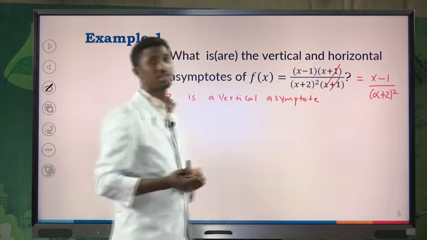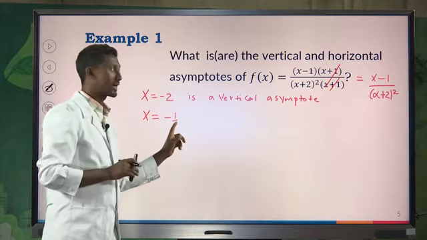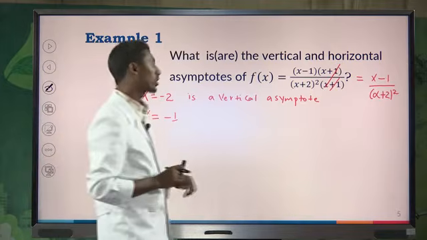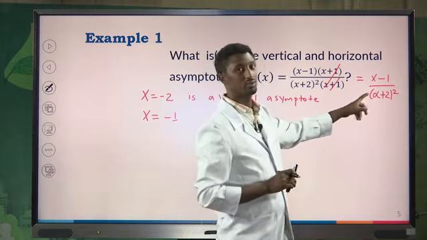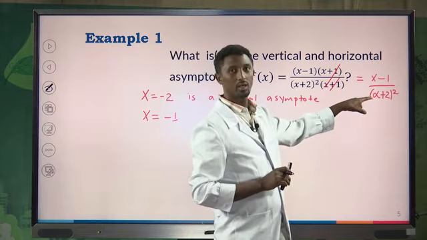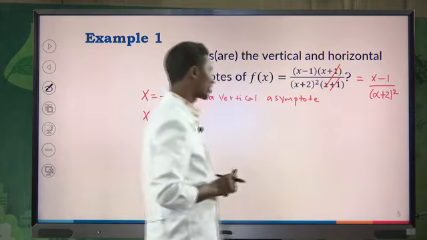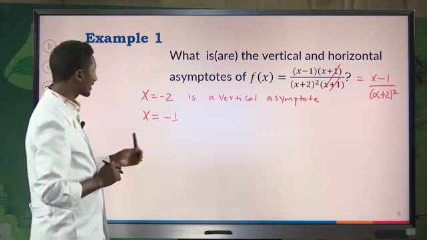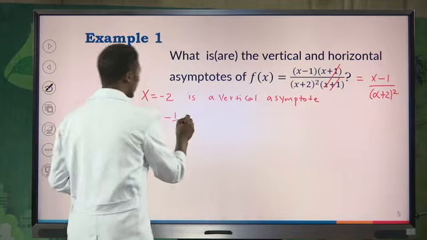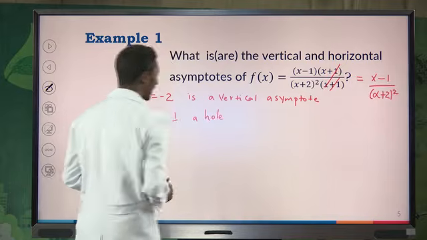Now we can check it again. Is x equals minus 1 a vertical asymptote for the new function? It's not. Because when we substitute x equals minus 1 in place of x, it does not make the denominator equal to 0. So at x equals minus 1, the graph will have a hole. It will have a hole.